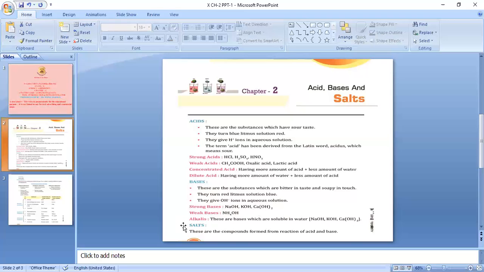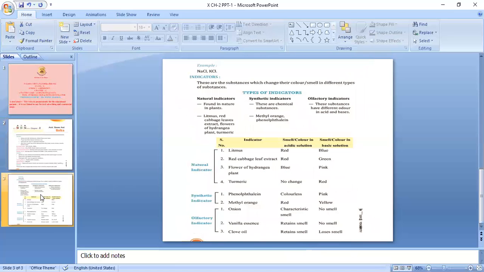Now let's talk of salts. What are salts? Salts are the compounds which are formed from reaction of an acid with a base. When any acid is reacting with a base, irrespective of their nature, we will get a compound which is known as salts. Let's consider some examples of salts.